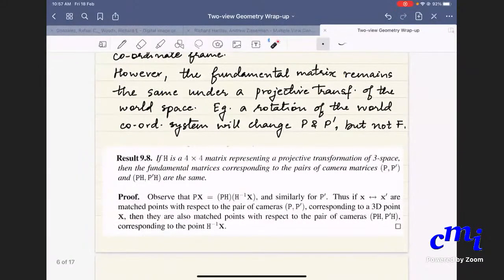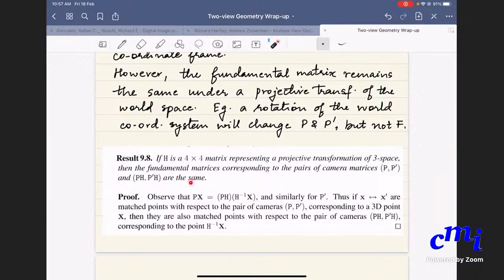Yeah, that's what I was saying here. A rotation of the world coordinate system will change P and P prime, but it will not change F. It does not change the fundamental matrix of the configuration. This is what I was saying just now with the help of that diagram. If H is a 4x4 matrix representing a projective transformation of 3-space, then the fundamental matrices corresponding to the pairs of camera matrices P, P prime and PH, P prime H are the same.